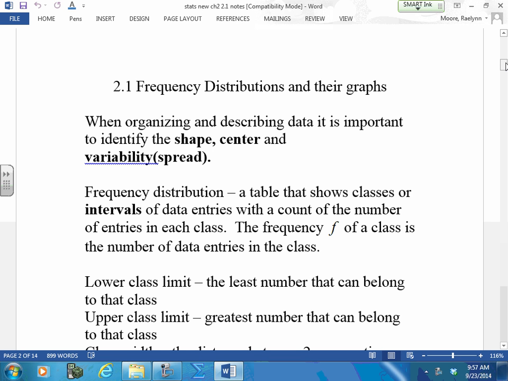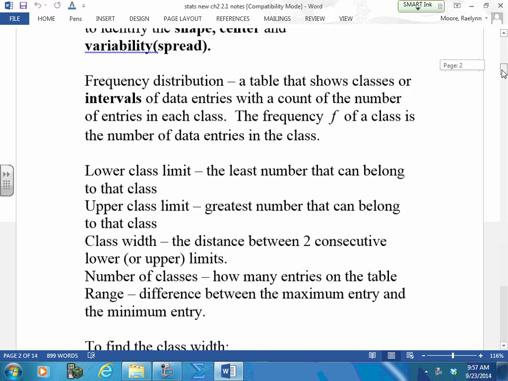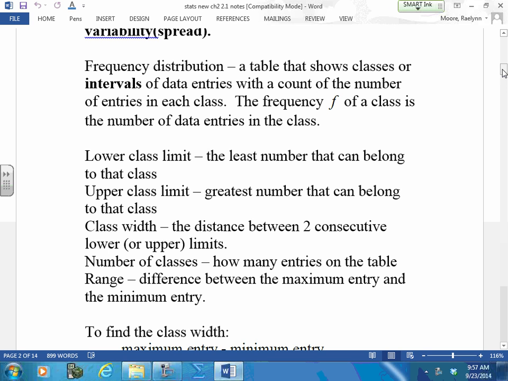We're going to begin with your frequency distribution. And your frequency distribution is just that table. This is the table that we looked at on page 39. It's a table that shows your classes, or in other words, your intervals. In statistics, we call them classes. In 8th grade, 9th grade, you might have called them intervals.